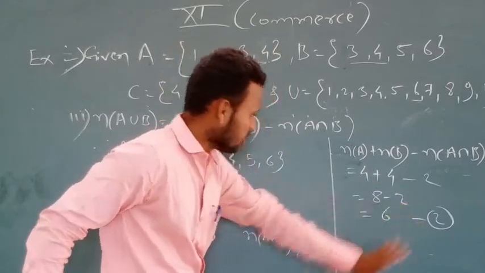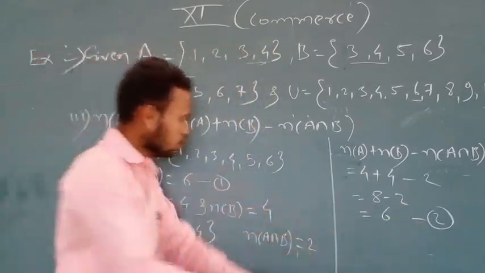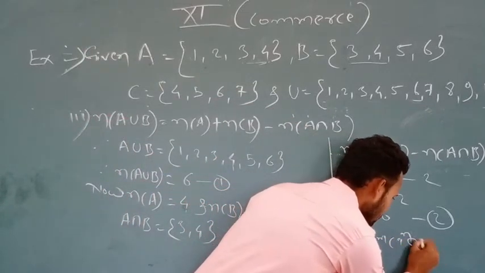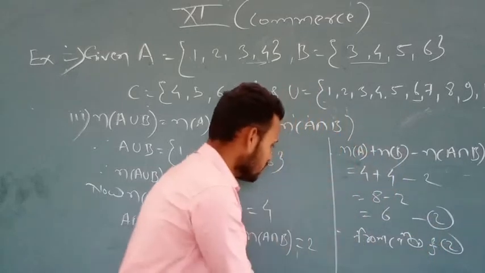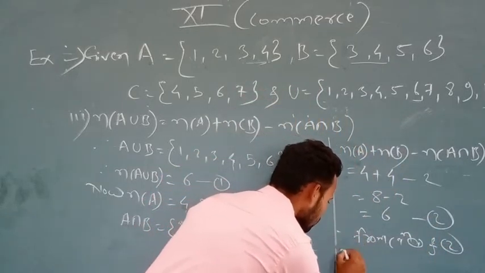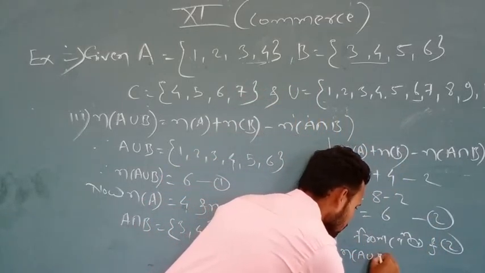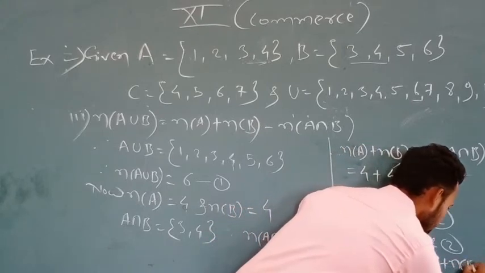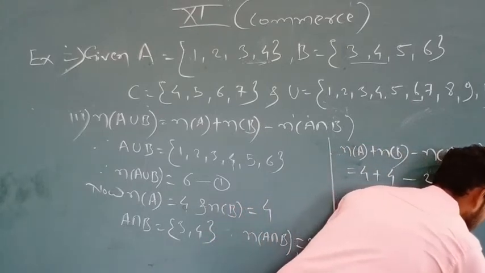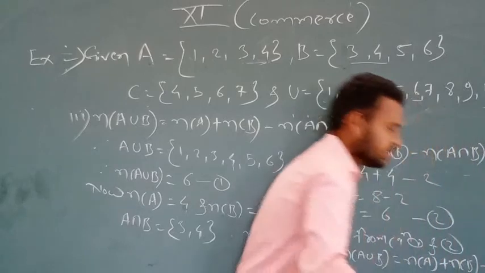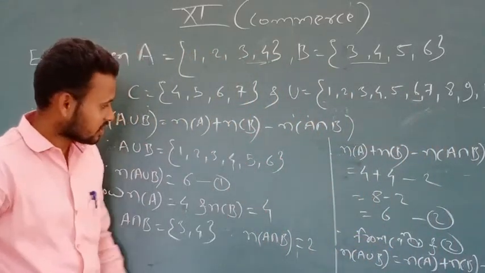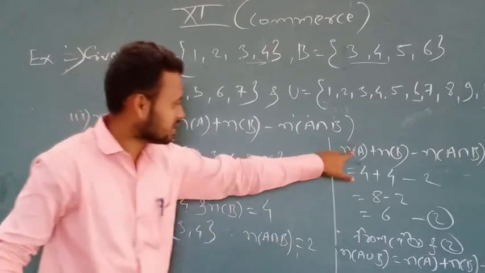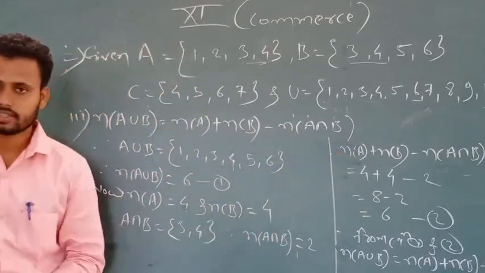Therefore from equation 1 and 2 we get the required answer. What do we get? n of A union B is equal to n of A plus n of B minus n of A intersection with B, which is the required answer from equation first and second. First LHS, and its LHS. RHS same, therefore LHS also same.